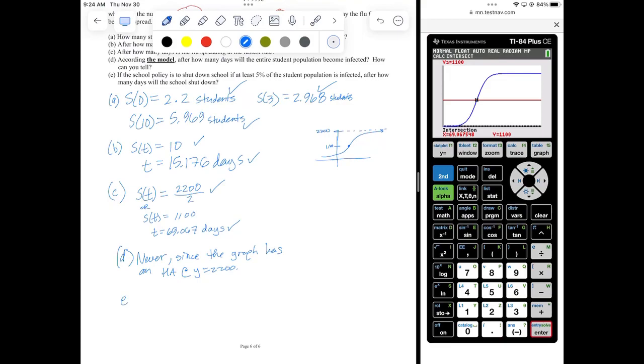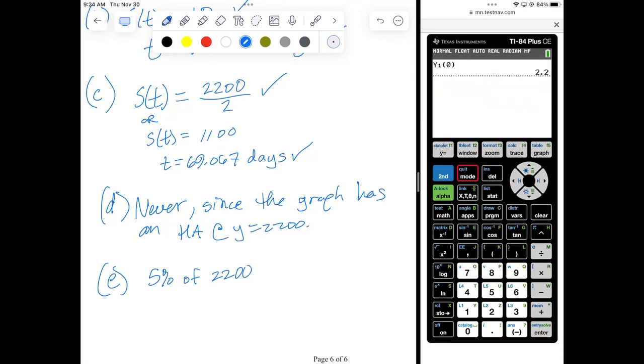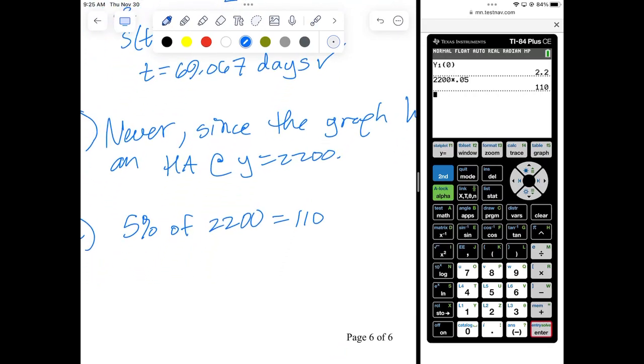All right, so here we go, part E. If the school has a policy to shut down if at least 5% of the student population is infected, after how many days will we shut down? All right, 5%. We need to figure out what 5% of the student population is, don't we? What's 5% of 2200? Well, we can go to the home screen and type 2200 times what number? 0.05, or times 5 divided by 100. Yeah, that's 5%. That equals 110 students. We shut down well in advance of 110.